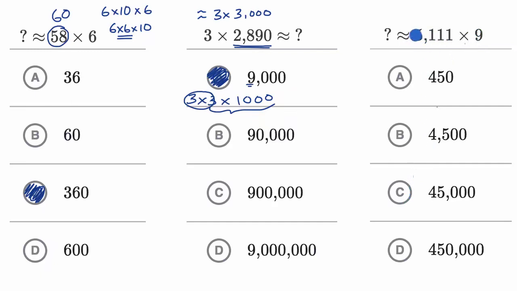All right, so I would estimate it as roughly 5,000 times 9. And 5,000 times 9 is the same thing as 5 times 1,000 times 9, which is the same thing as 5 times 9 times 1,000. 5 times 9 is 45, so it's going to be 45 thousands, or 45,000, which is this choice right over there.